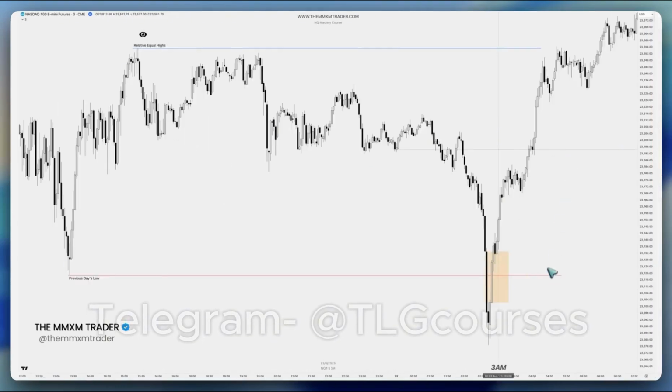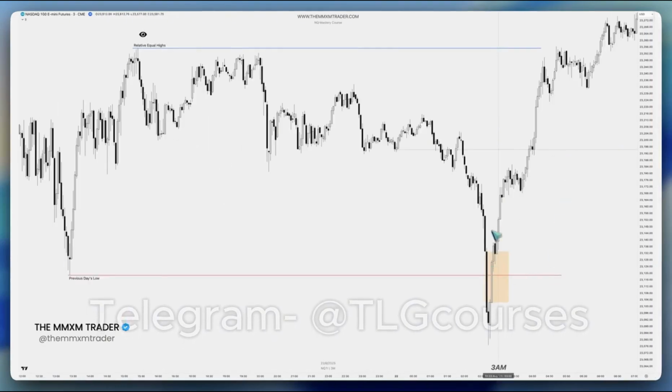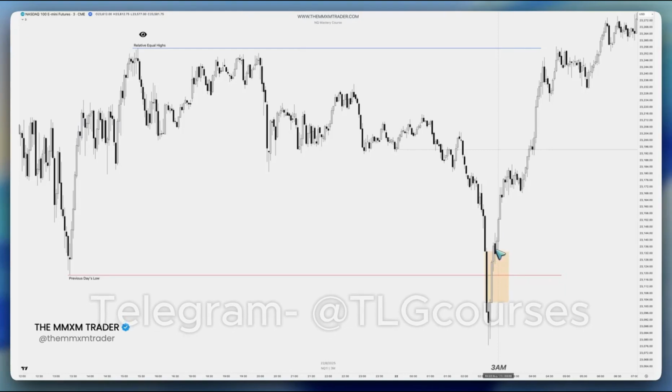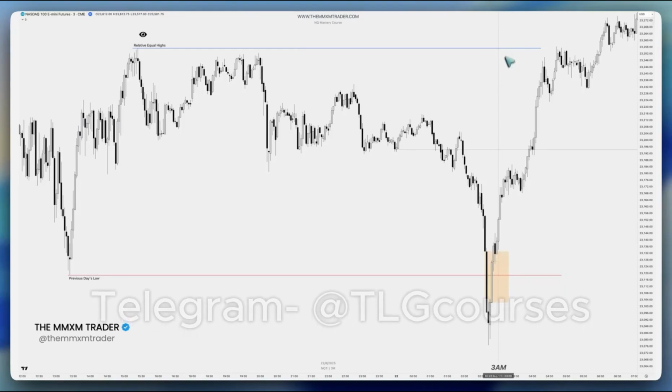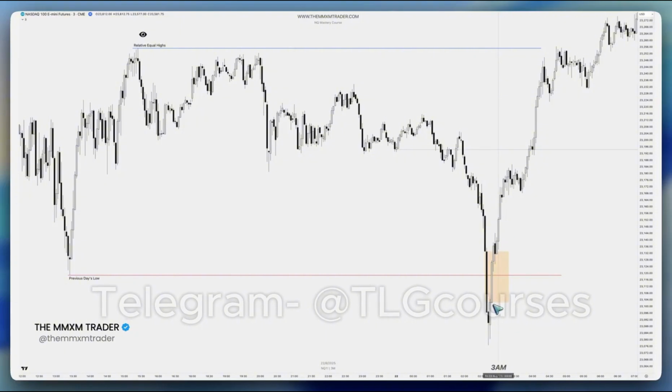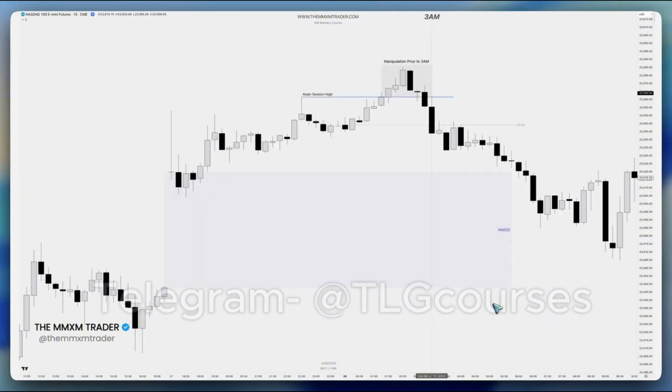Okay, here is a 3-minute chart, and here's that IFVG there, right? So we could be long from this candle here, targeting the equal highs. Really nice big move, stop below the candle that makes the FVG.